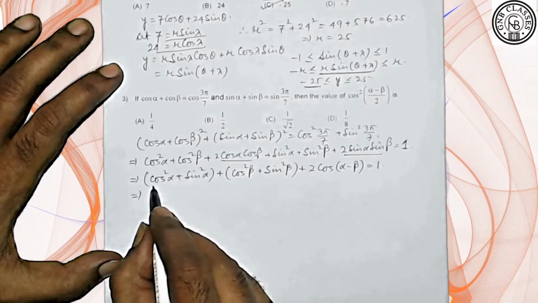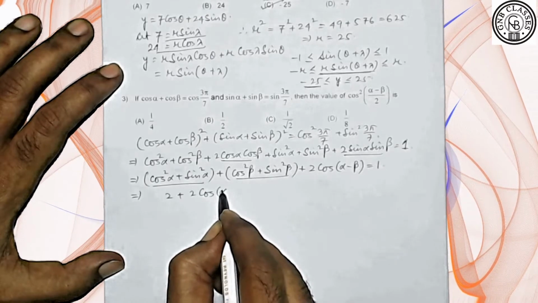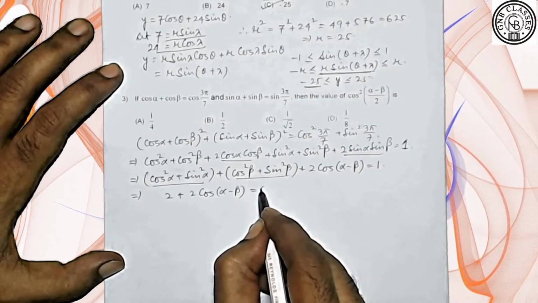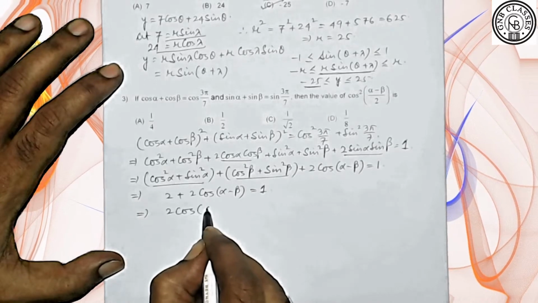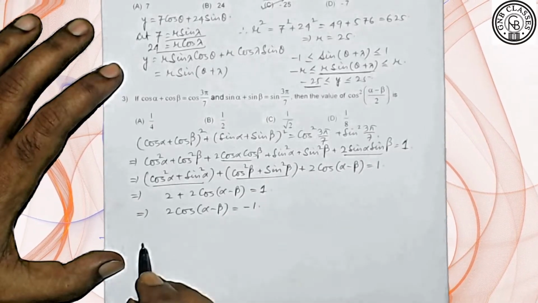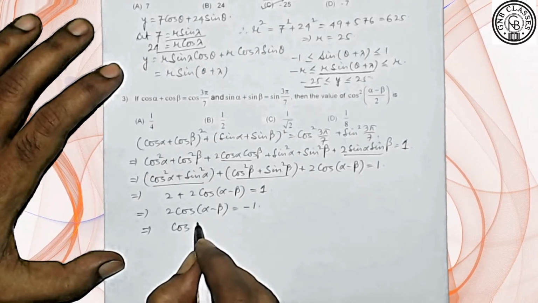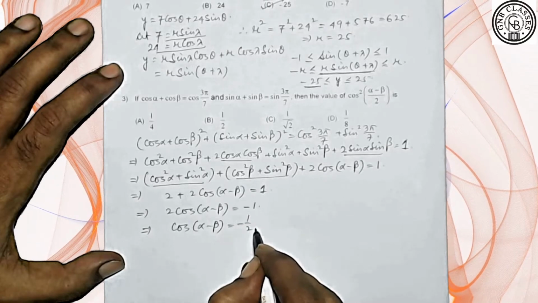So in the left hand side, this is 1, this is 1. So 2 plus 2 cos alpha minus beta is 1, implies 2 cos alpha minus beta is -1. That implies cos alpha minus beta is -half. Is it clear?